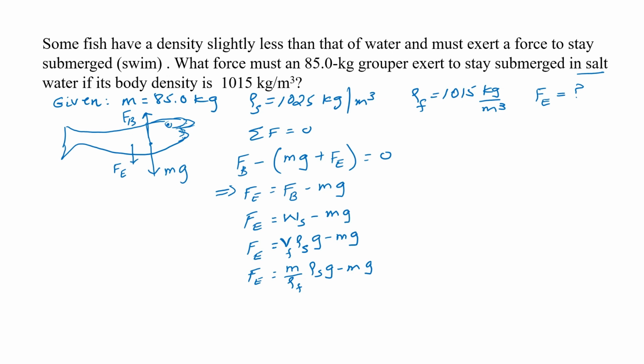Alright, so now we can take out mg because m and g are common to both terms, therefore mg times the density of the fluid, the seawater in this case, salt water, divided by the density of the fish, minus 1.